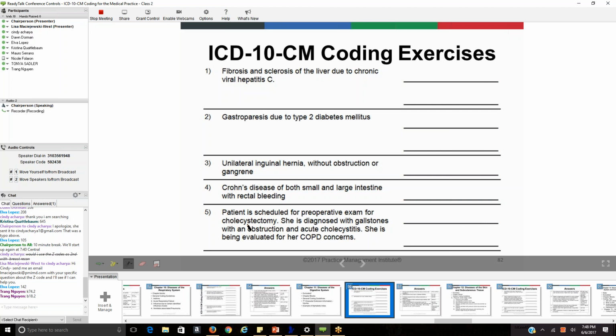Gastroparesis, page 157. We have K31.84. Then right underneath it, interestingly enough, so I would write down the K31.84 just in the margins, because maybe what we need is we also need the type 2 diabetes mellitus. And so let's go to diabetes.